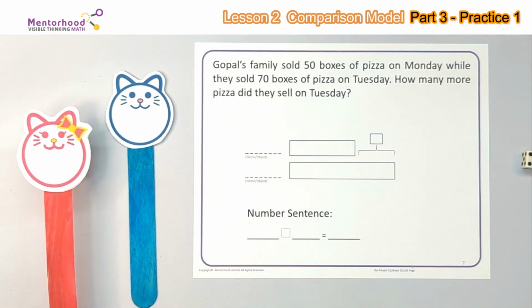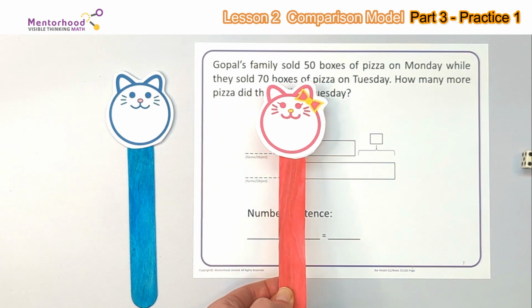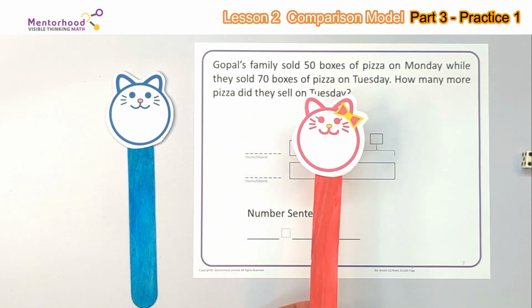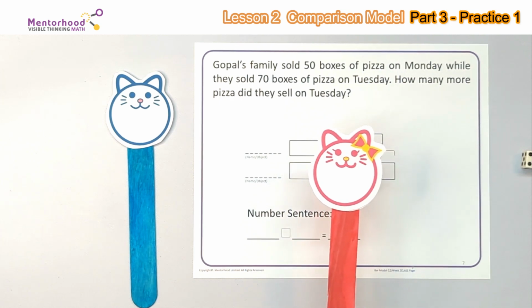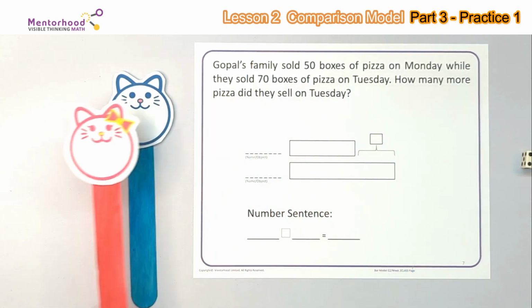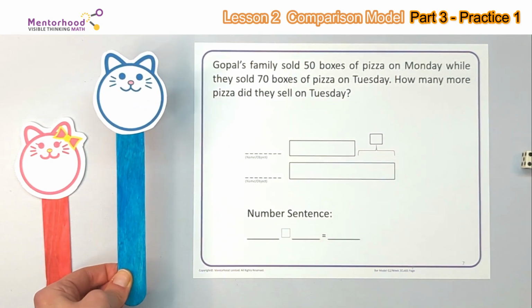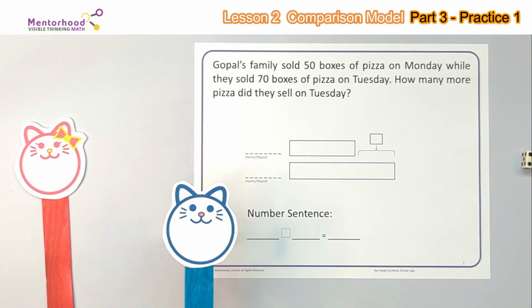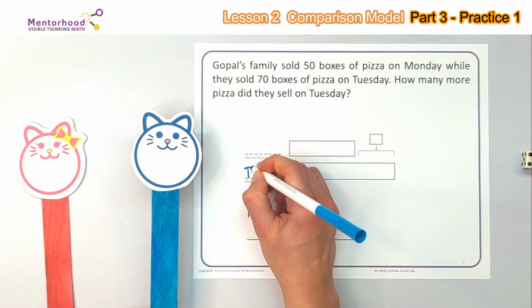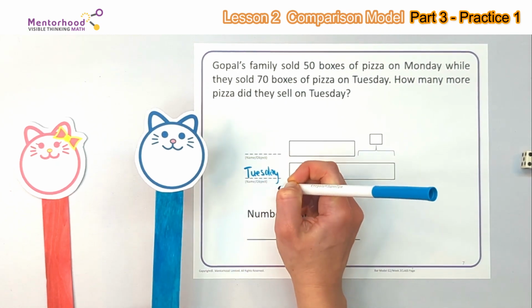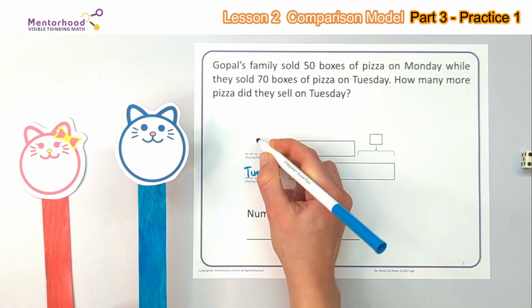Let's see here. Gopal's family sold 50 boxes of pizza on Monday, and they sold 70 on Tuesday. So 70 is more than 50, so they must have sold more on Tuesday. That's right, so we're going to put that with the bigger box. Tuesday. Which means Monday gets the smaller box.